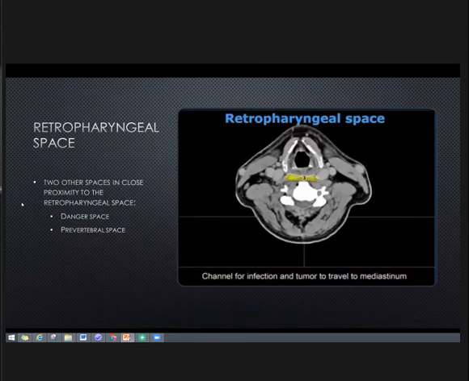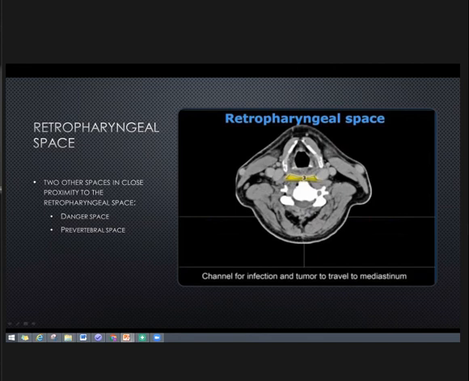The next space is the retropharyngeal space. The retropharyngeal space extends superiorly to the base of the skull and inferiorly to the posterior mediastinum at the level of the tracheal bifurcation. So, the retropharyngeal space in normal circumstances is a virtual space and only contains the retropharyngeal lymph nodes as well as some fat tissues. Infections from the mouth can spread through this space up to the posterior mediastinum.